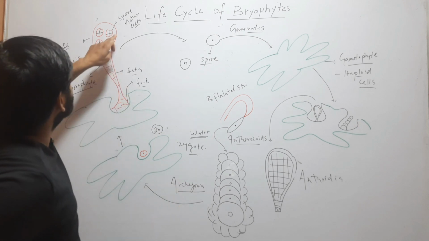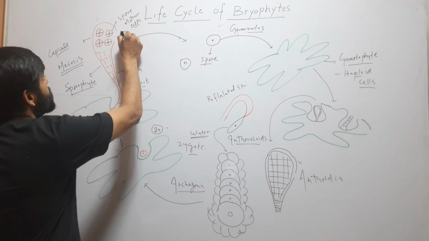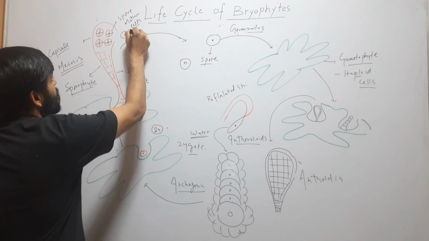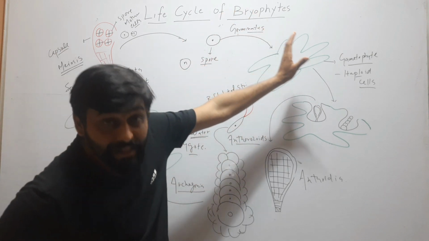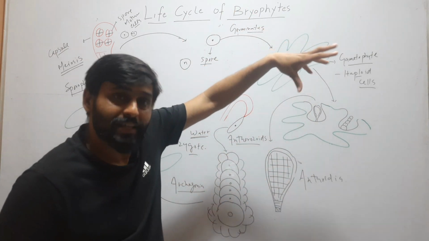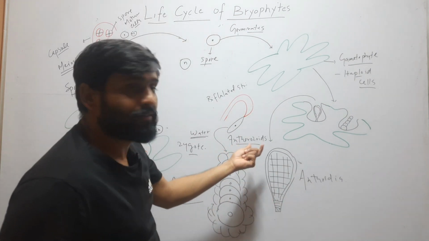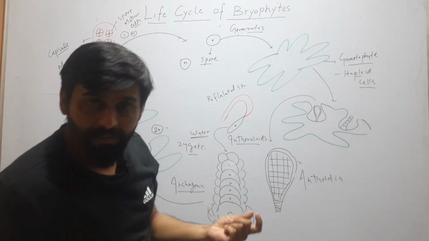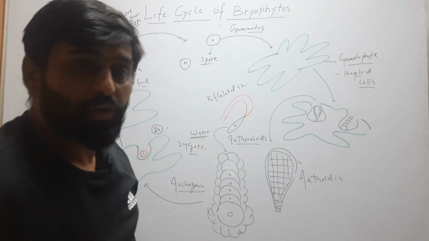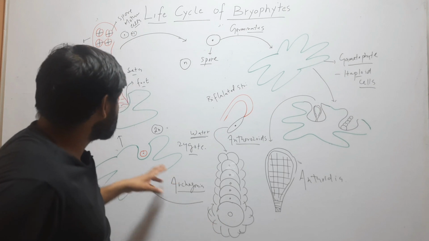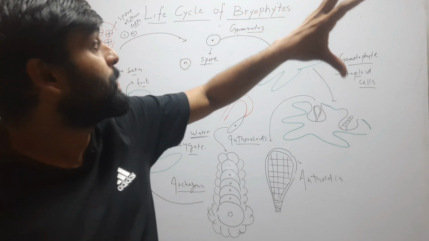On maturity, this capsule will dehisce and spores will come out. These spores are haploid unicellular minute structures. These spores will then germinate and form a thallus. Then the thallus forms reproductive structures, antheridia and archegonia. Antheridia will form antherozoids, archegonia will form the egg, and the biflagellated antherozoid will swim in water and reach the egg, then zygote, and from zygote to sporophyte. So this is the complete life cycle of bryophyte.